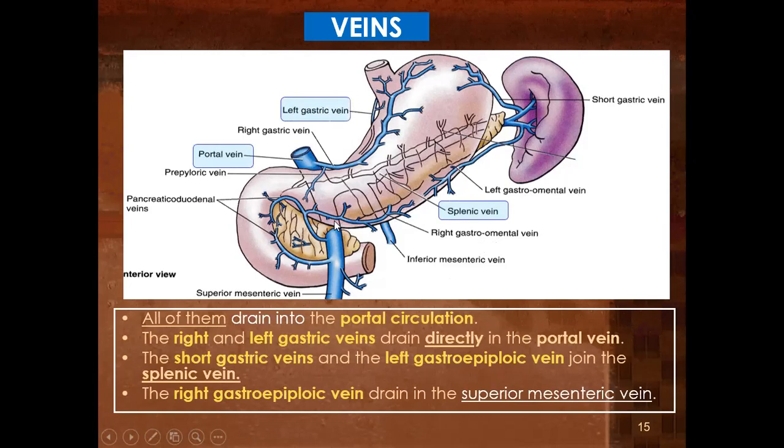Except the right gastromental or the gastroepiploic vein, all other veins, left gastroepiploic vein, short gastric veins, left and right gastric veins, all drain into the portal vein itself.